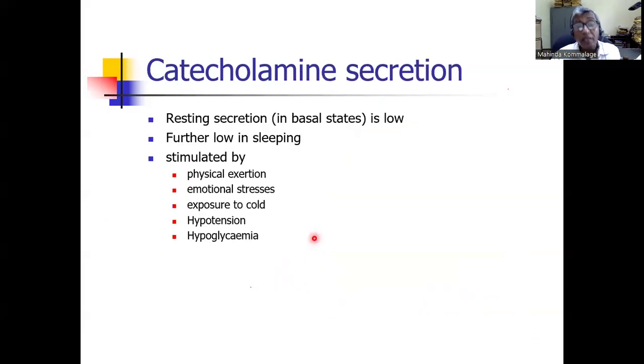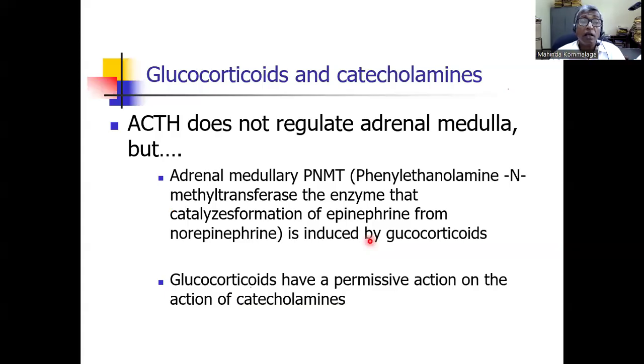So catecholamine secretion increases. Resting secretion is very low, further lower in sleeping, but it is stimulated by physical activity, emotions, cold weather, hypotension, and so on. In these situations catecholamine secretion will increase, especially with sympathetic activation. ACTH does not regulate adrenal medullary hormone. Remember, ACTH controls adrenal cortical hormone. But indirectly, ACTH has some control on the adrenal medullary hormone.